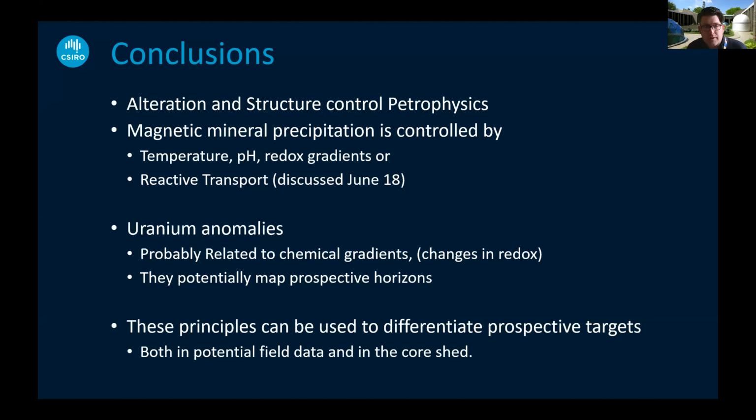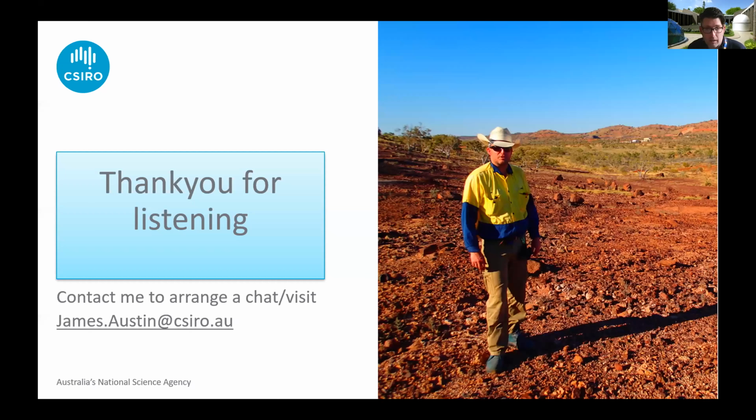So conclusions: alteration and structure control petrophysics. Magnetic mineral precipitation is controlled by either temperature, pH, or redox gradients, or reactive transport, as I'll discuss next time. With uranium anomalies, we've probably seen them in association with chemical gradients, changes in redox. They can potentially map prospective horizons. And I think you can use some of these principles to differentiate prospective targets from non-prospective targets, both in potential field data or regional data, and also using tools in the course. And that is it. Thank you.